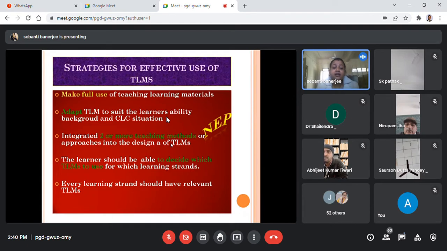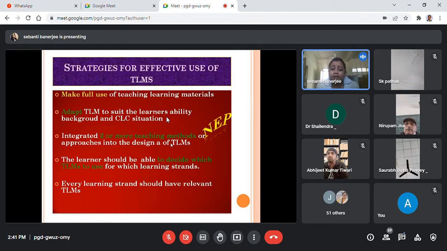And yes, integrate two or more teaching methods or approaches into the design of a TLM. It is an important point of NEP 2020. We have to integrate more and more teaching methods into one TLM. We can include art integrated education. We will learn in detail about art integrated education in the upcoming sessions.